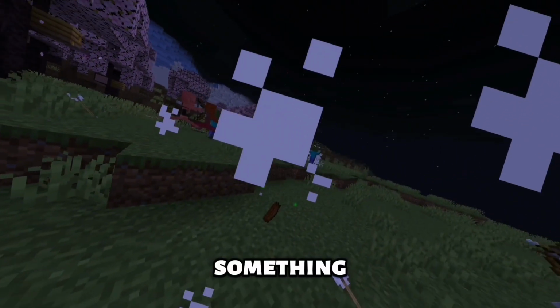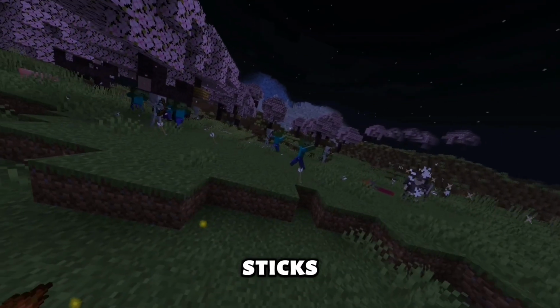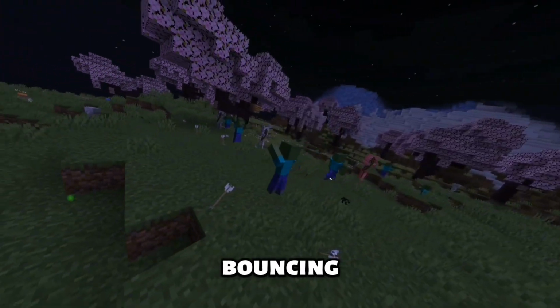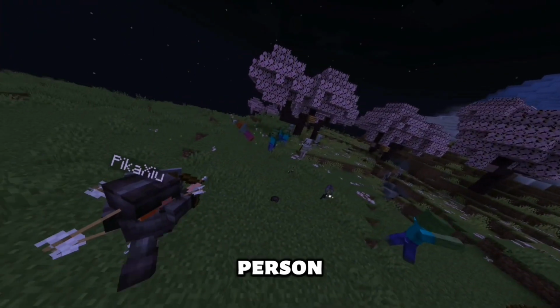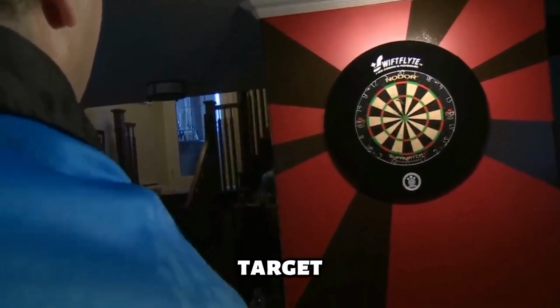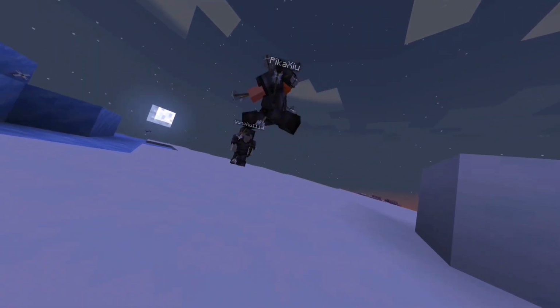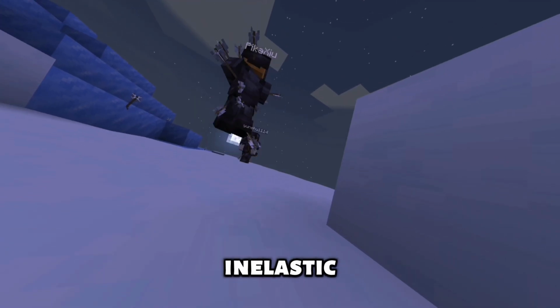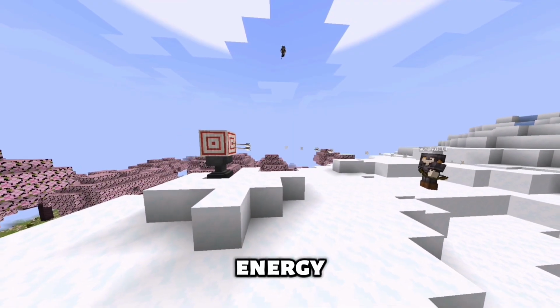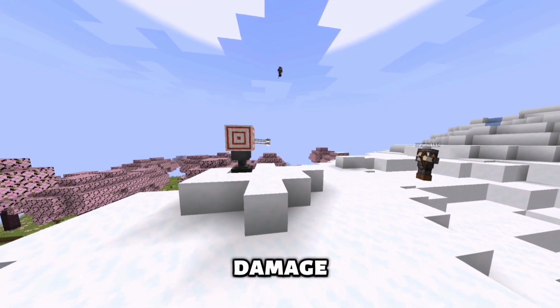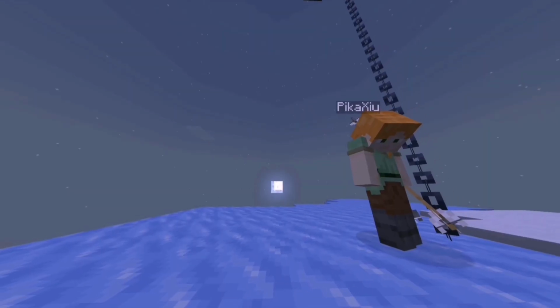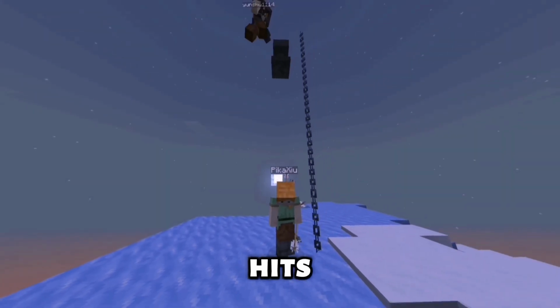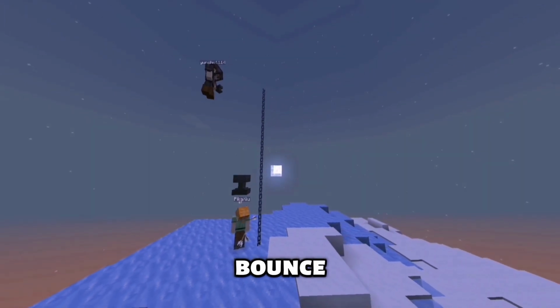When an arrow hits something, it usually sticks to the target instead of bouncing off, much like when a person throws a dart into a target. This results in an inelastic collision, as the arrow transfers much of its energy into the target, causing damage and remains embedded.